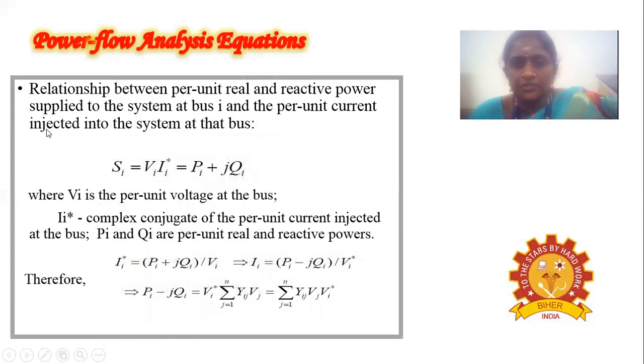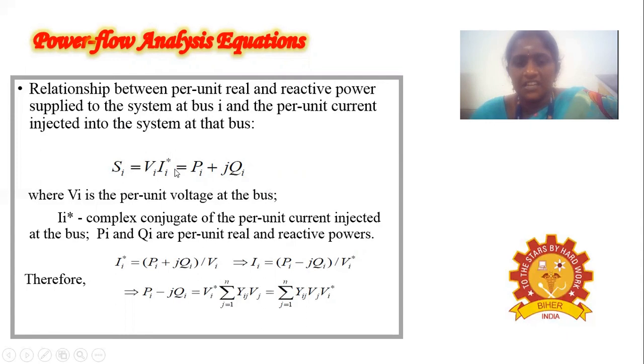Next we are going to develop the power flow equations. The relation between the per unit real and reactive power supplied to the system at bus i and the per unit current injected into the system at that bus. So complex power Si equal to Vi Ii star, where Ii star is the complex conjugate of the current. That we can write as Pi plus jQi. Here Vi is the per unit voltage, Ii star is the complex conjugate of the per unit current injected at the bus, and Pi and Qi are the real and reactive power.